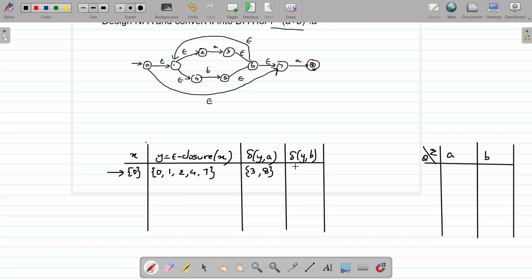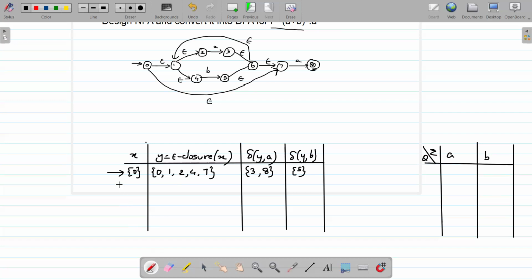Then next column is transition from Y on getting B as the input. So on getting B as the input from 0, there is no transition. 1, there is no transition. 2, there is no transition for B. 4, there is a transition that includes 5. Only one transition is there for B.